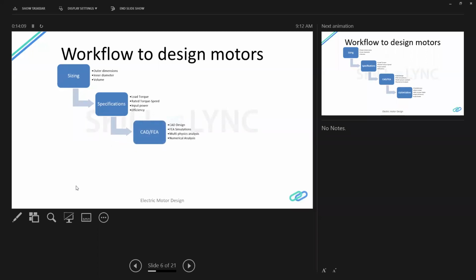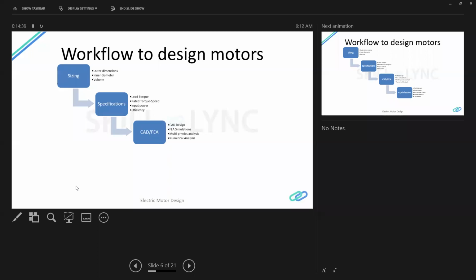Once you have your specifications ready, you start laying out a CAD design. That's where mechanical engineers come into play. They help with designing a CAD model of the electric motor with the stator, rotor, and how different dimensions should work. Once they give you a rough CAD design, you can import it into FEA software, like ANSYS Maxwell, for example. And then you start doing electromagnetic analysis simulations and multiphysics analysis.